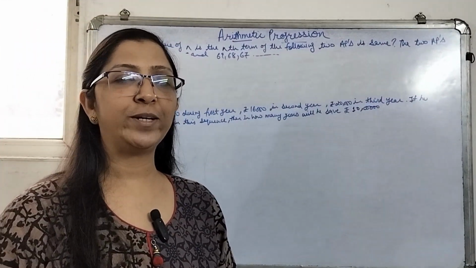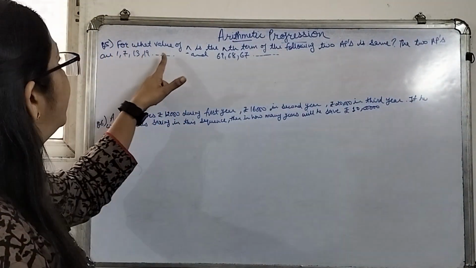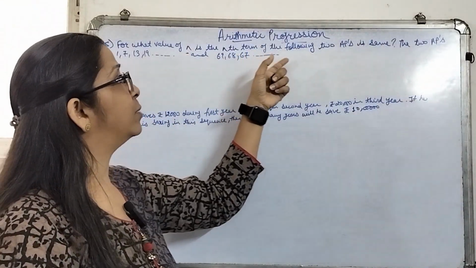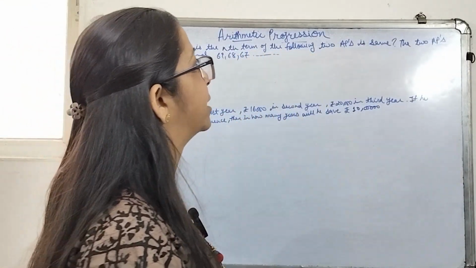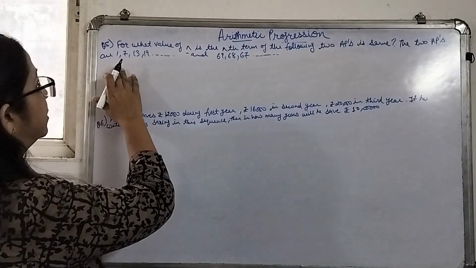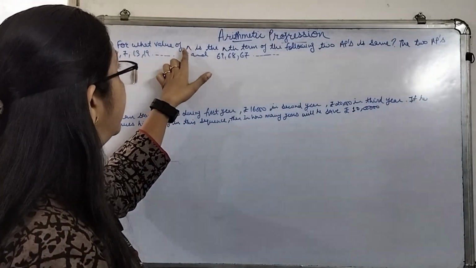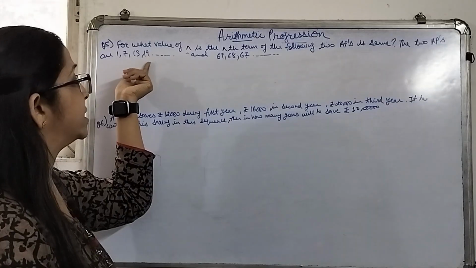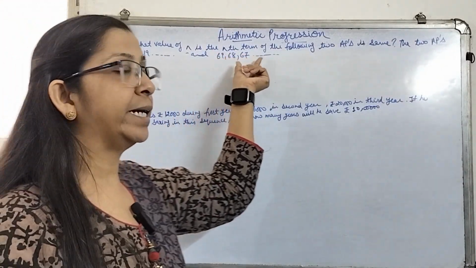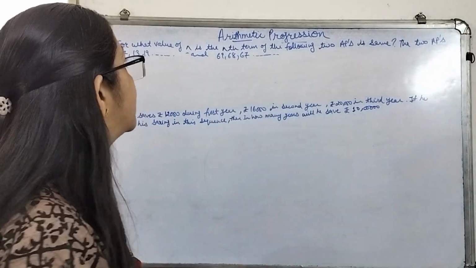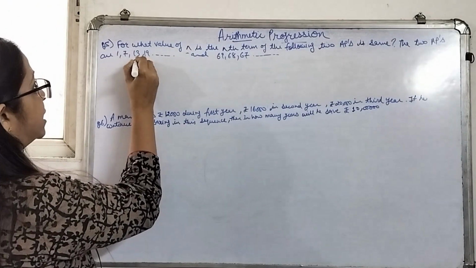Now let's see the fifth question. For what value of n is the nth term of the following two APs the same? These two are the APs given to us. We have to find the value of n for which the nth term of this AP is equivalent to the nth term of this AP. So from here, we are going to consider this AP first.